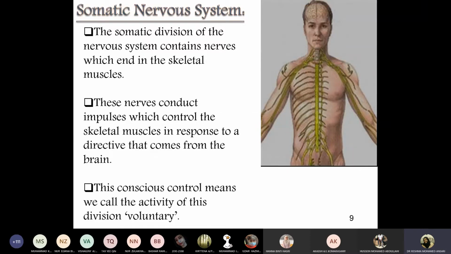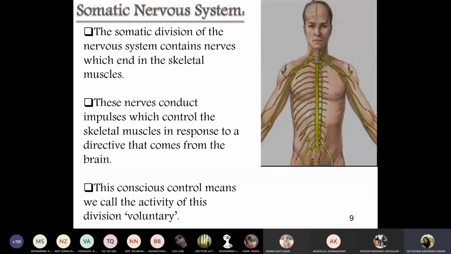Now these nerves will conduct the impulses which control the skeletal muscle, coming from a directive from the brain to the spinal cord, or only the spinal cord. This action is called voluntary action. This has two divisions: sensory or afferent, and motor or efferent. The sensory division contains nerves that come from the viscera or internal organs, and the somatic areas like muscles, ligaments, ears, eyes, skin, and tendons. This will go and give information to the spinal cord.